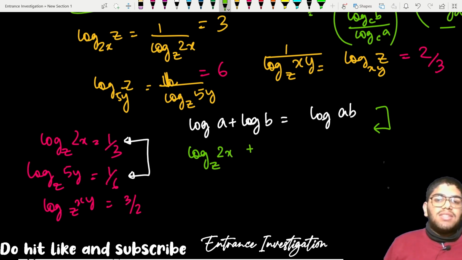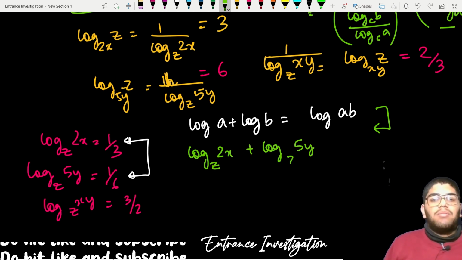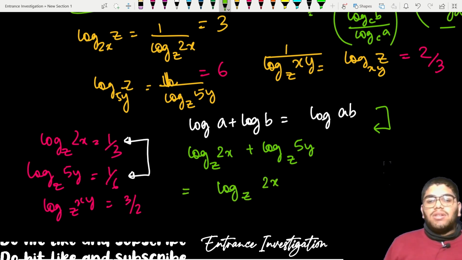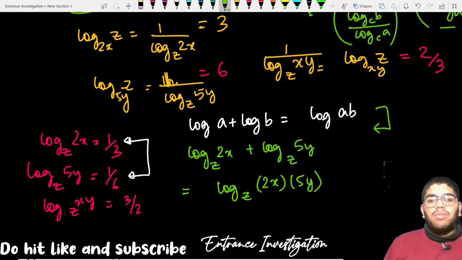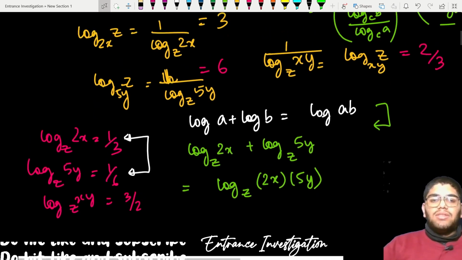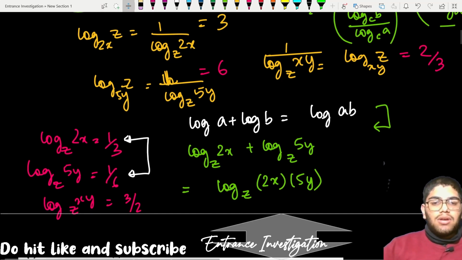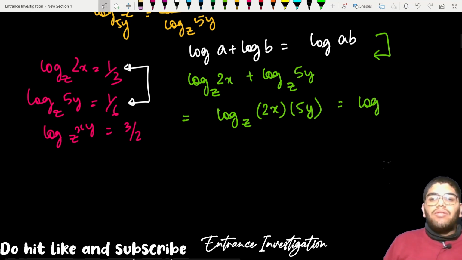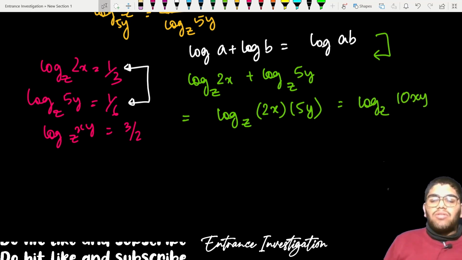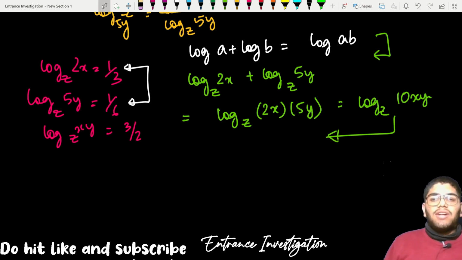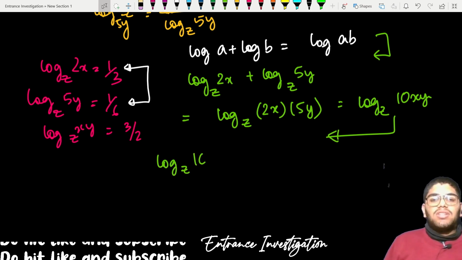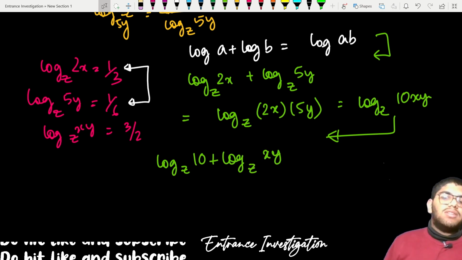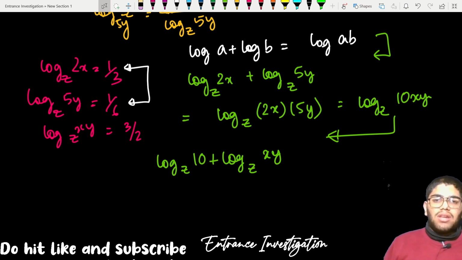So log of 2x base z plus log of 5y base z. I have to calculate this, so this will be, of course, since x, y and z are positive, so we will simply write it as this. So we have got log of z base 10xy. Now this thing can be further written as log of z base 10 plus log of z xy base z, and hence now we can calculate these things.